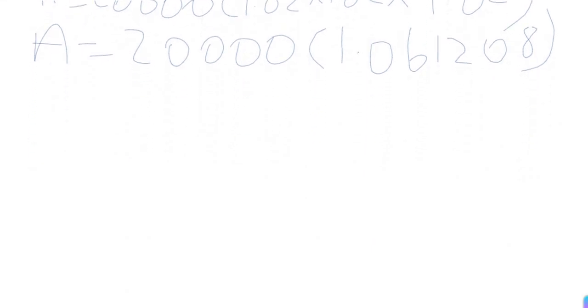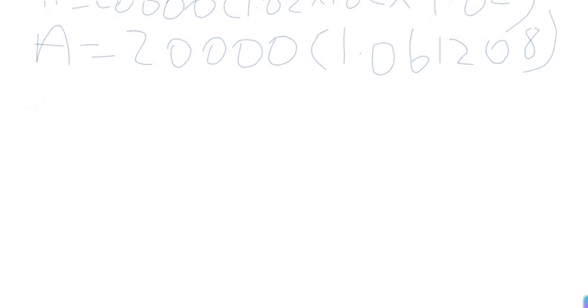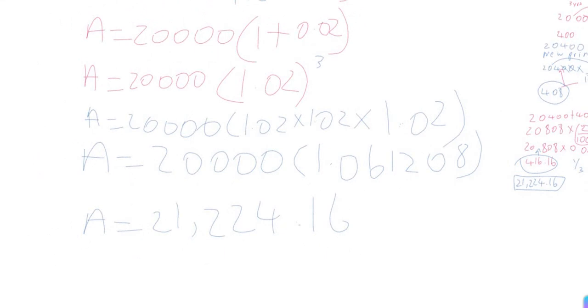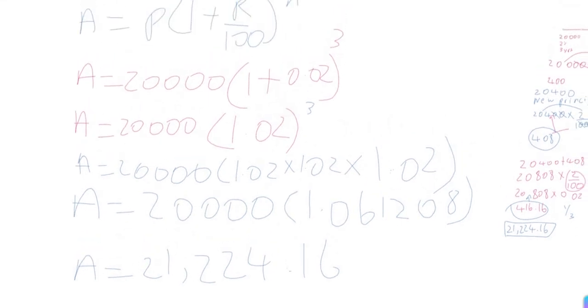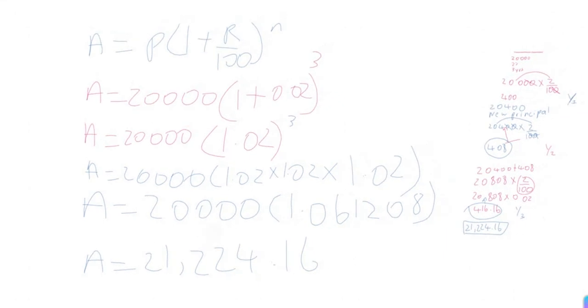It's just multiplying what we got in the bracket by the 20,000. And if you punch this into the calculator, you'll get 21,224.16. And so it gives us the same answer as if we were doing it the other way. So you decide which of the ways you want to choose to calculate compound interest. But I would work with the formula, because the formula is very quick, and you never have to do it so detailed like how I did.